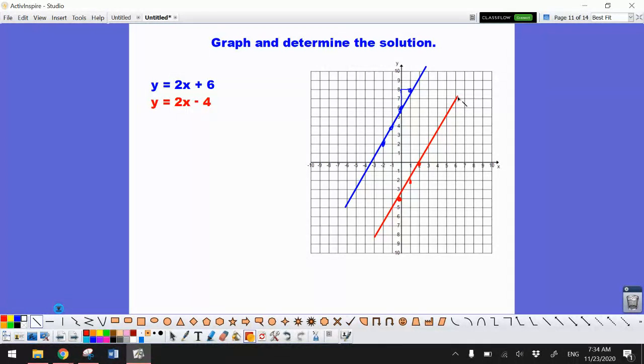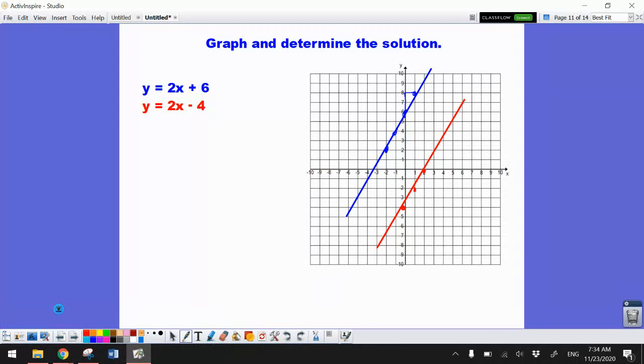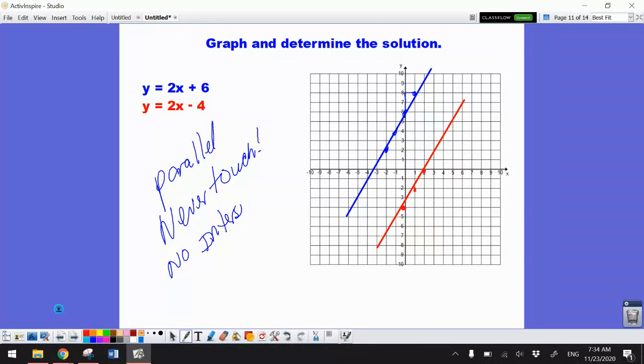Who remembers what these lines are called? Yeah, these are parallel. They never touch. So no intersection. So if there is no intersection, what is my answer? Yeah, this is no solution. Obviously, if I'm looking for where lines touch and they don't touch, there's no answer. So sometimes we come up with parallel lines.